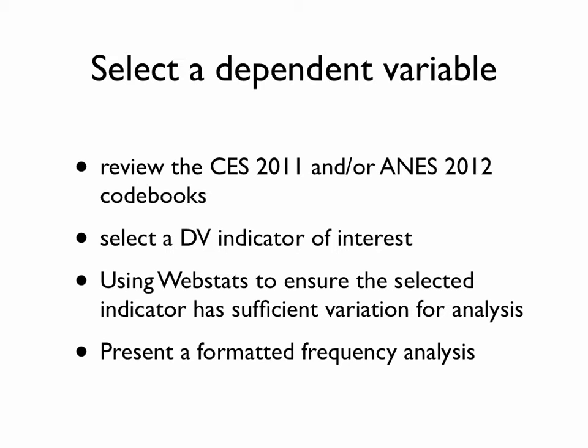The first is to select your dependent variable. To do so, I suggest you review the CES 2011 or the American National Election Study 2012 code books, and you should select a dependent variable indicator of interest. Then, using WebStats, you should ensure that the selected indicator has sufficient variation for analysis. And then you should present a formatted frequency analysis. By formatted, I mean that it is not just raw output.